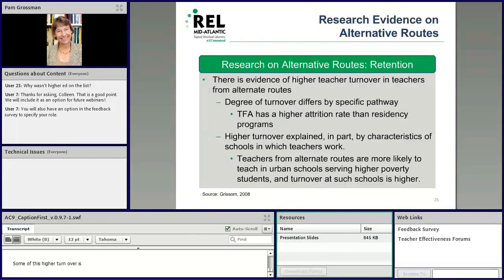Some of this higher turnover is explained in part by the school context. So in general, schools that are under-resourced, higher poverty schools, are more likely to have higher teacher turnover, and teachers from some of these alternative routes are more likely to be teaching in those schools. So the school context may account for some of that, but another may have to do with the kind of person who is entering through that pathway. They may not have made the commitment to teaching as a career in the way that people who are enrolling in a more traditional program might have made. So there's differences in both of that.